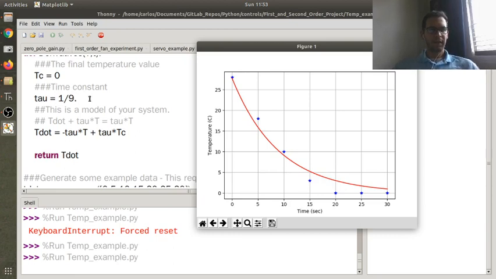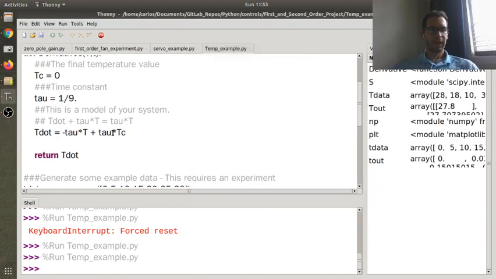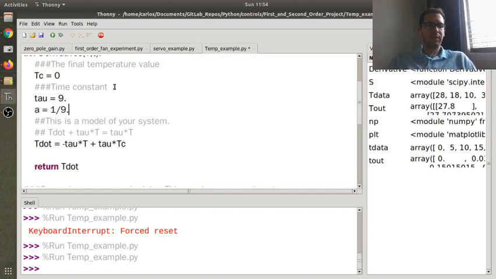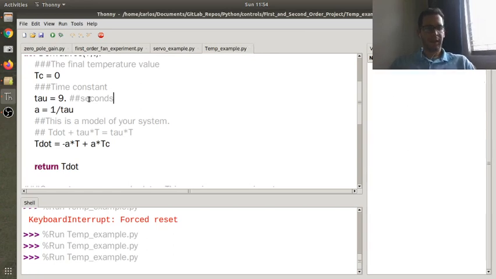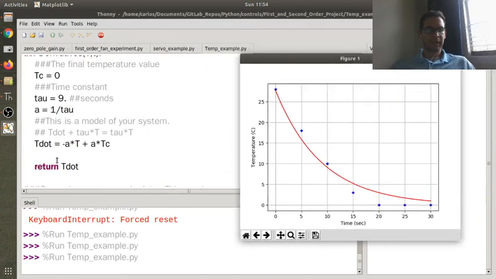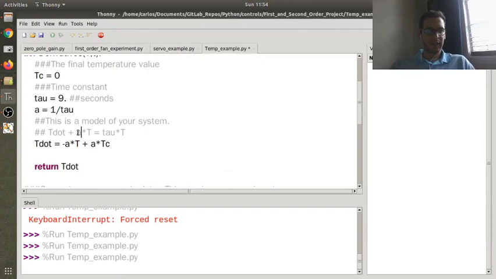I might be wrong here with my naming convention. Yeah, I think that's what it is. My time constant is 9 seconds, and then my a parameter is 1 divided by tau, and this needs to be a, and this needs to be a. That's what it is, because your time constant is supposed to be in units of seconds. I apologize for that typo, but all I did was replace this with a. So this matches the derivation that I did on the board the other day.